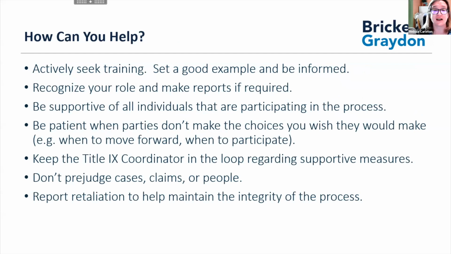Recognize your role. You're not an investigator, right? So you don't have to investigate. You don't have to seek out more information. Make the reports if required. Put those on someone else's shoulders and know that you've done what you need to do. Be supportive of all individuals that are participating in the process.